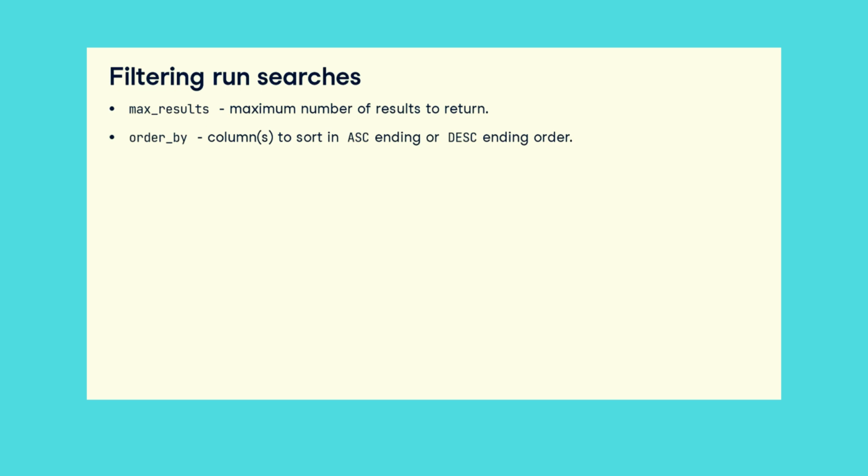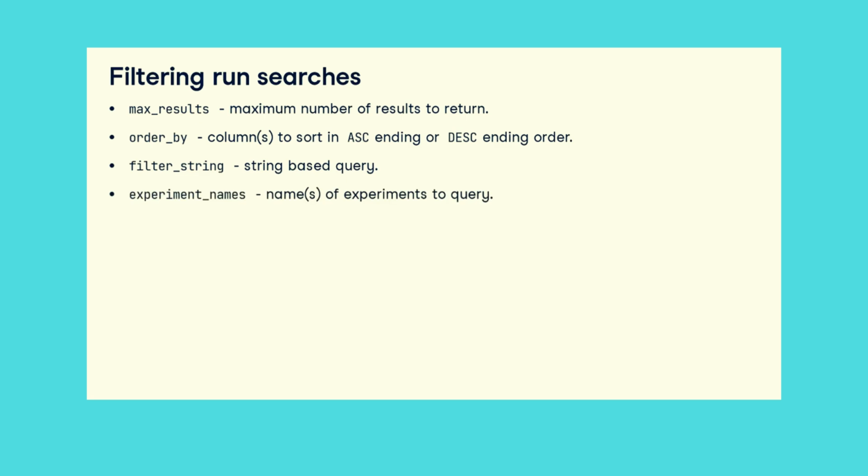The search runs function is flexible and can take several different arguments to retrieve data to fit our needs. Some of these arguments include max results, which only returns a specified amount of runs; order by, which is used to sort columns such as metrics in ascending or descending order; filter string, likely the most powerful argument, which allows for querying runs based on a query string; and experiment names, which is used to return data only from specified experiments. More than one experiment can be specified.